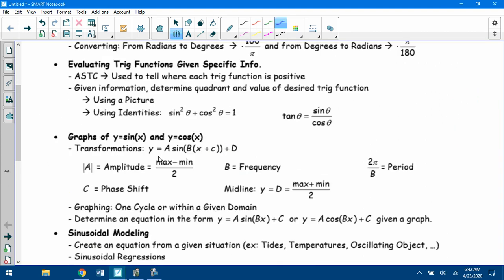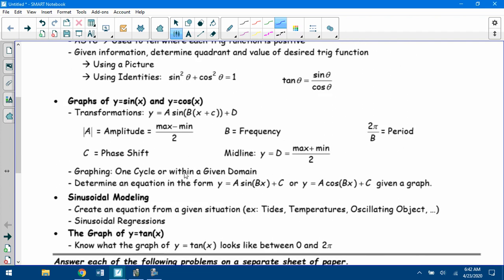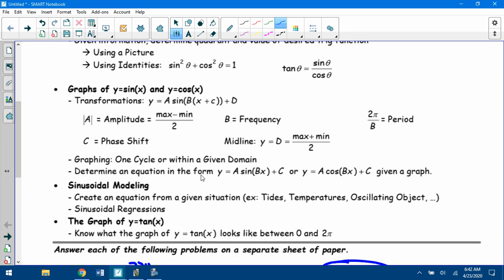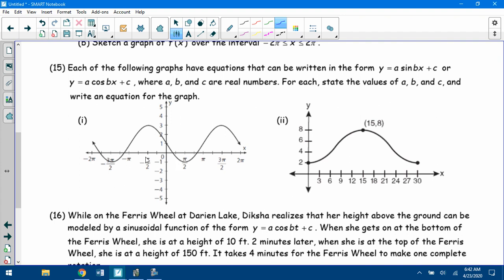The graphs, we just did those too. Here's how to find all of the different pieces. We went over graphing one cycle or a given domain on the warm-up. I didn't go over getting an equation given a graph, but there's a couple of those on the back you can try. Remember, you always kind of want to draw the midline in if you can, because that's a little bit helpful. If you can't tell where the midline is, maybe do max plus min divided by 2. 8 plus 2 is 10, divided by 2 is 5, so here the midline's at 5. But drawing in that midline will help you with those graphs.